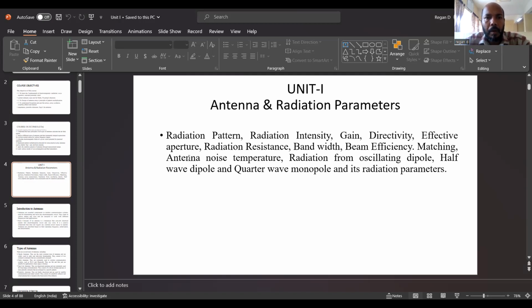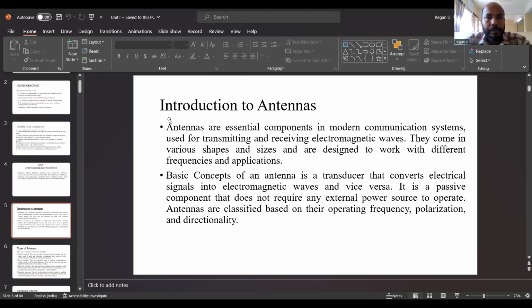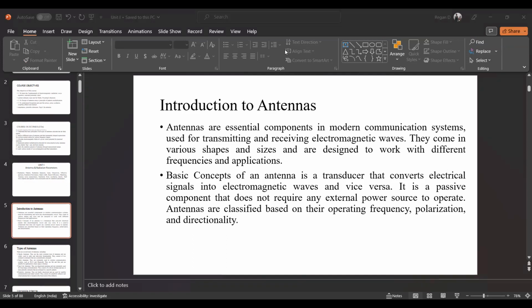First, we will see what a radiation pattern is. And in this course, we are going to study antennas and wave propagation. Before that, we should know what an antenna is. In our life, each and every one of us carries an antenna with us. That means everyone has one antenna with them.